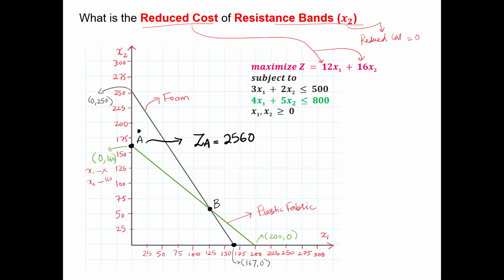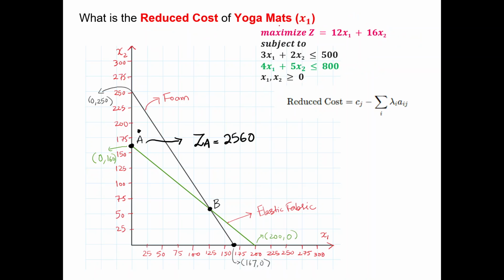However, x1, the yoga mat, was not present in the optimal solution. So we need to find what changes we should make in the coefficient of x1, that is 12, so that it is included in the optimal solution at point A. For that we have a formula: reduced cost is equal to Cj minus summation over i of lambda i Aij.